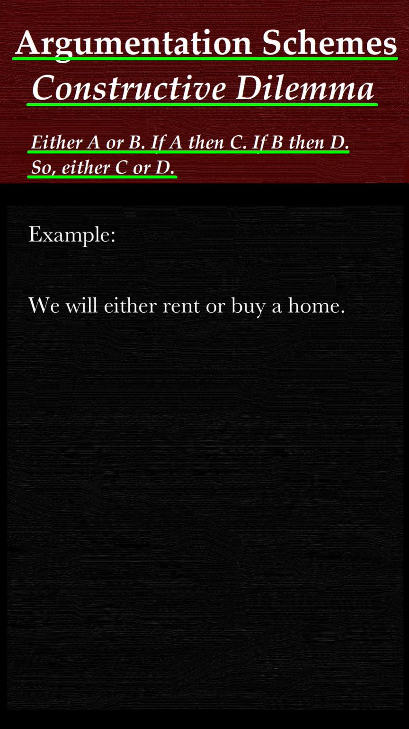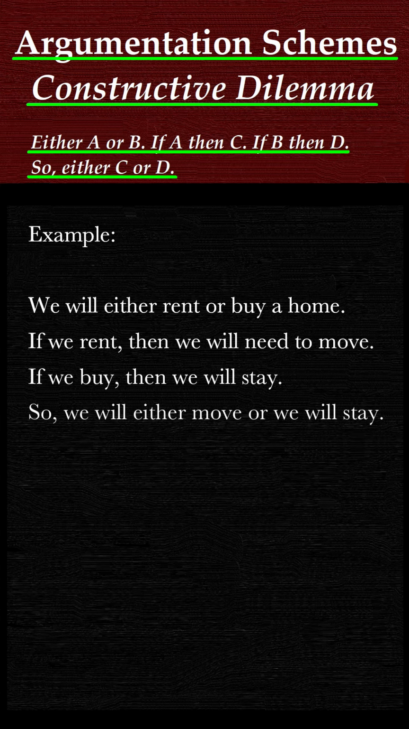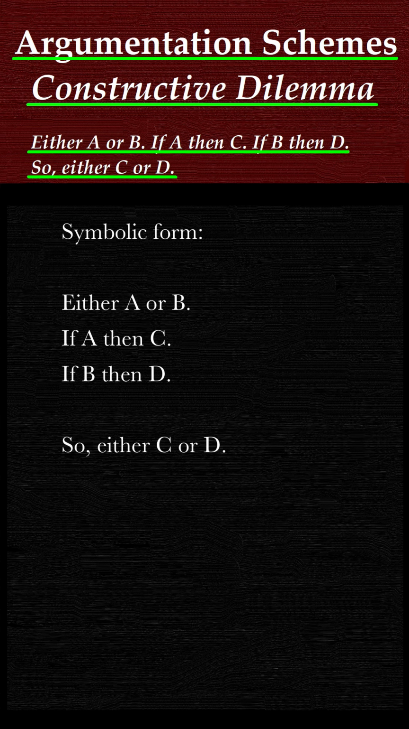Example, we will either rent or buy a home. If we rent, then we will need to move. If we buy, then we will stay. So we will either move or we will stay. The symbolic form is either A or B. If A, then C. If B, then D. So either C or D.